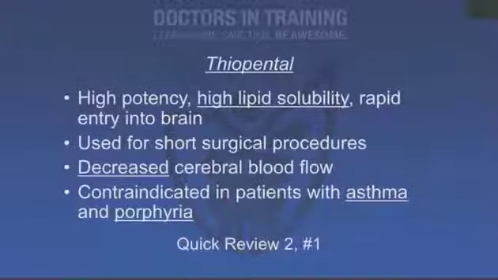All right, we're back. It's time for quick review number 2. Let's get started. Describe some characteristics of thiopental. So this is one of our barbiturates. It's high potency, high lipid solubility, rapid entry into the brain, used for short surgical procedures, decreased cerebral blood flow, contraindicated with patients with asthma and porphyria.